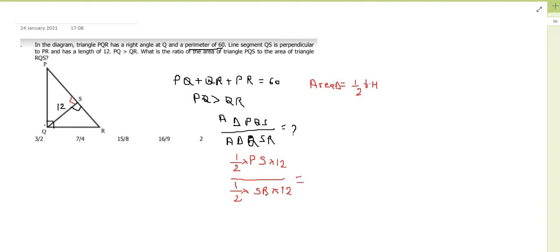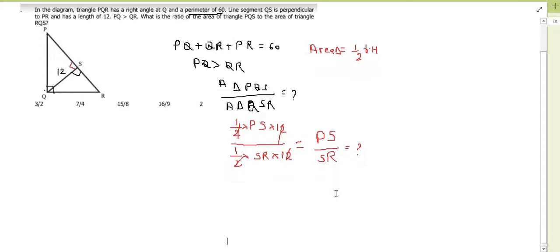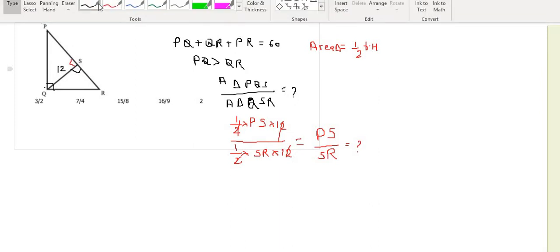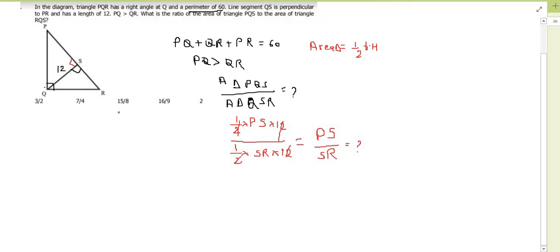So we can actually get rid of half and 12 there. So essentially what we are looking at is the ratio of PS to SR. If you can somehow get this ratio of PS and SR, then you're done. This is what is asked in the question. So let's see how we can manipulate the given information and find this.